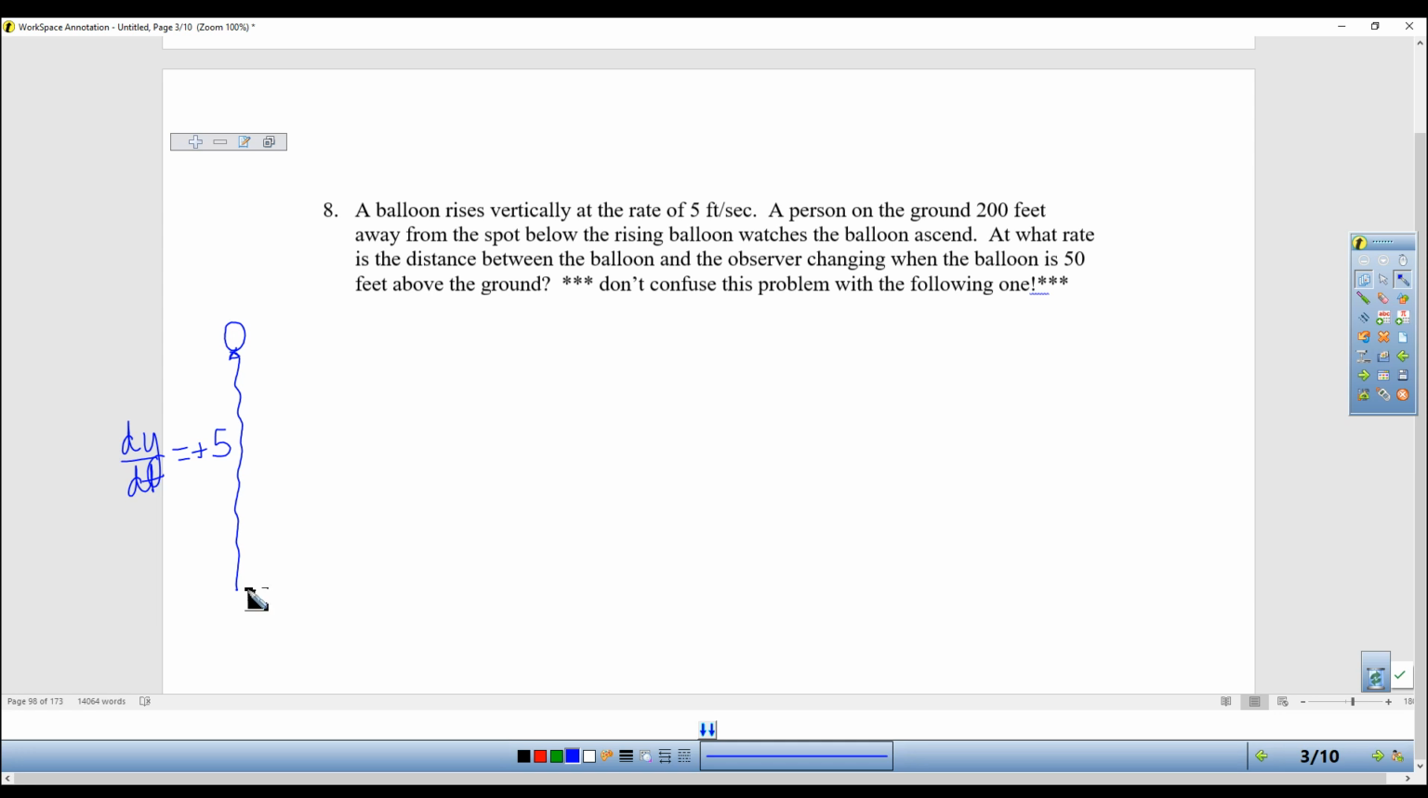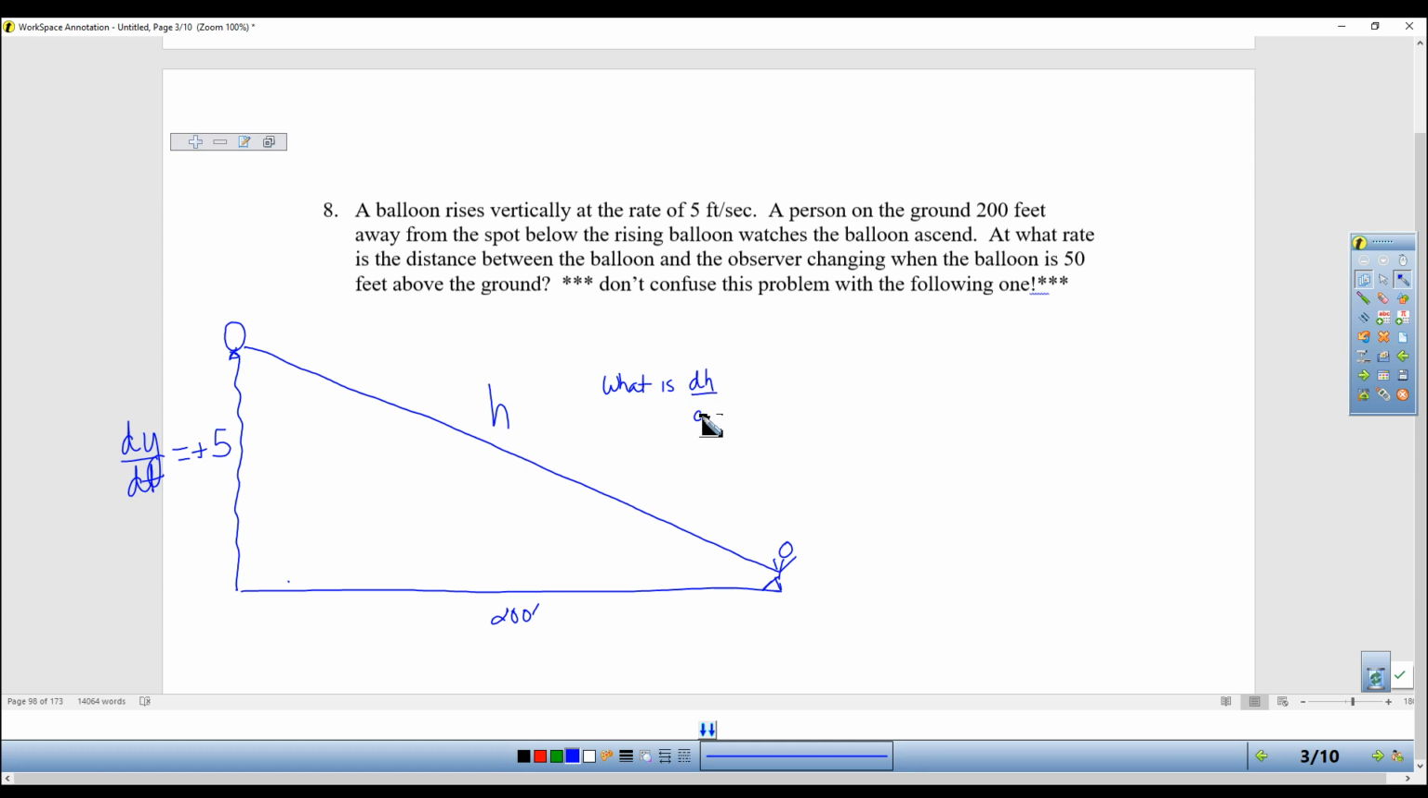A person on the ground 200 feet away, so here's 200 feet. Here's my man on the ground. He spots the balloon and he watches it ascend. At what rate is the distance between the balloon and the observer changing? So if this distance is h for hypotenuse, their question, at what rate is this distance changing, is dh/dt. What is dh/dt?